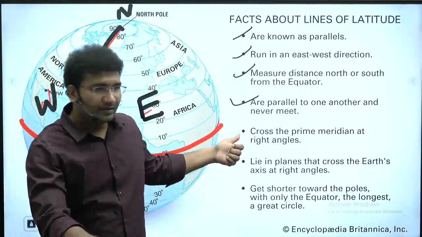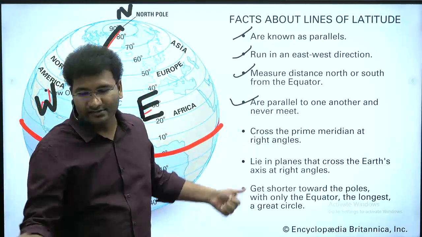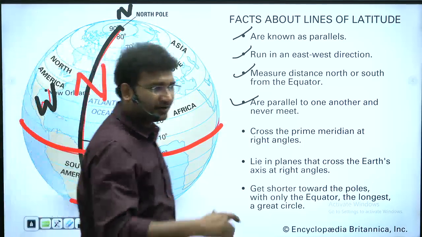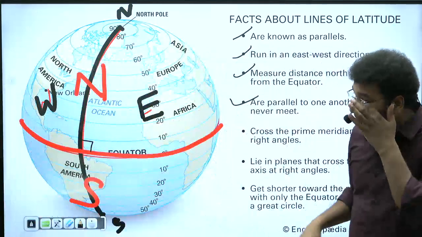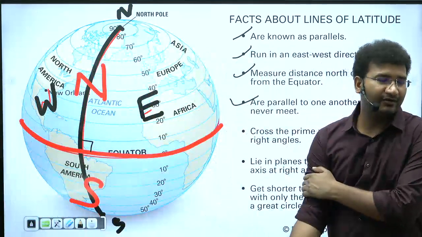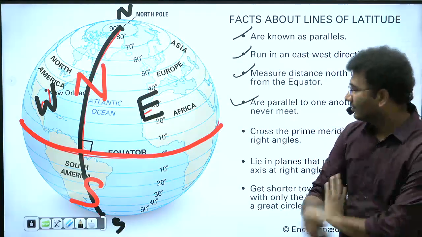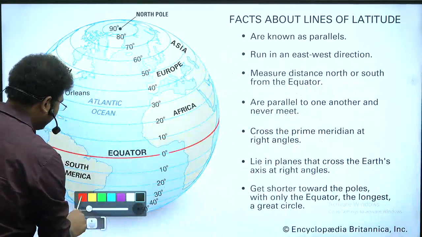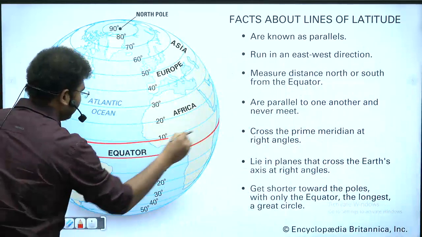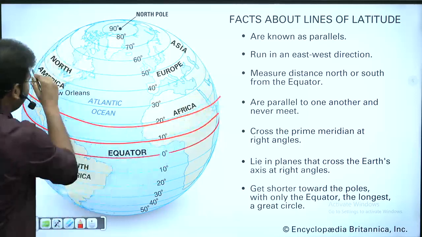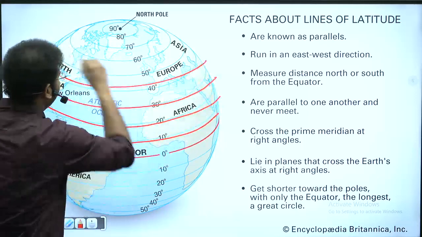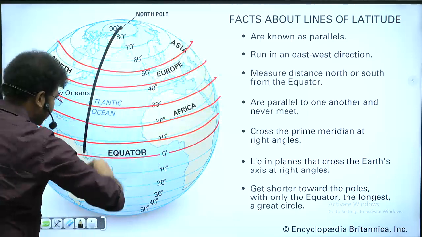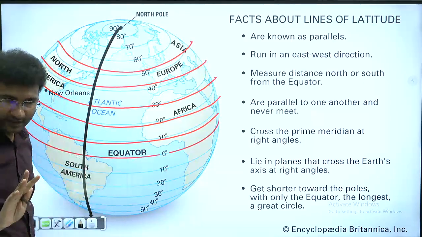Next, they cross the prime meridian at right angles. Now look at this point. What is the angle that is made between the equator and the prime meridian? Just look here. All these lines which I am going to draw are latitudes. This is a latitude, this is a latitude. Multiple latitudes I have drawn. Now I am drawing the prime meridian. This is the prime meridian, it is a longitude. Right?